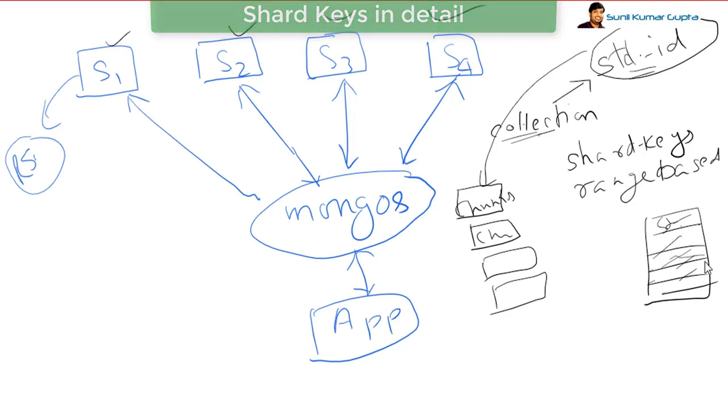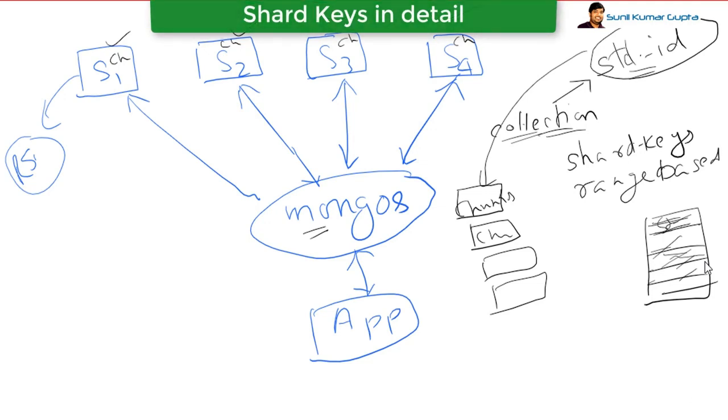Now this collection is partitioned into chunks. Suppose one chunk will be here, one chunk here, one here, one here, and all the documents inside the collection are now divided into chunks with the help of the shard key student ID. So now how will the application, or MongoDB or mongos, know where the actual data is?